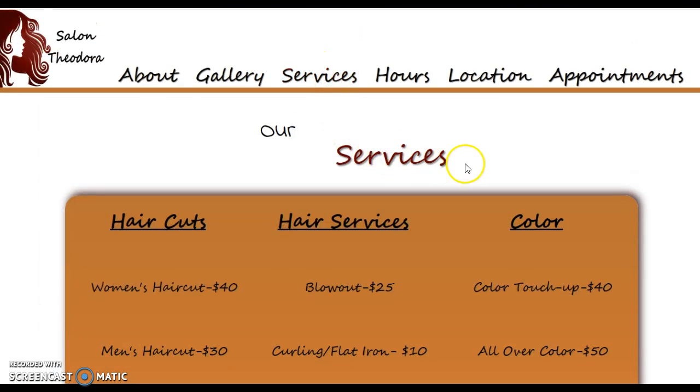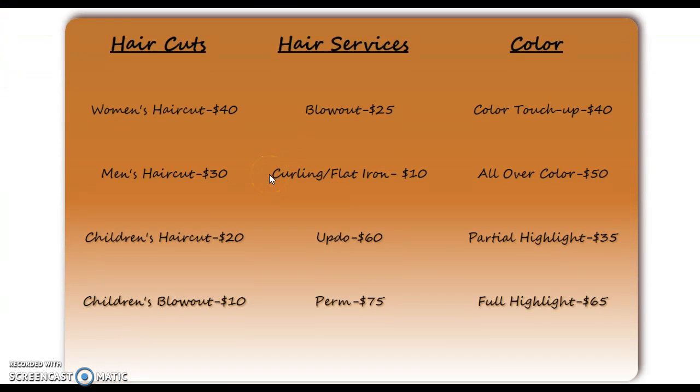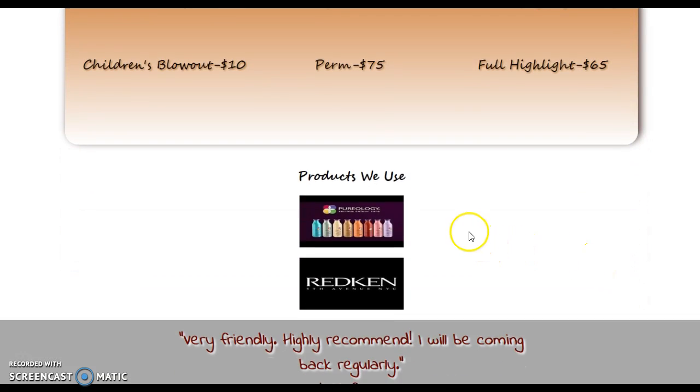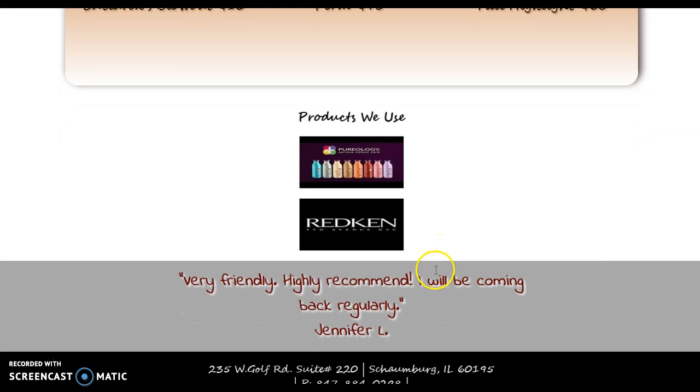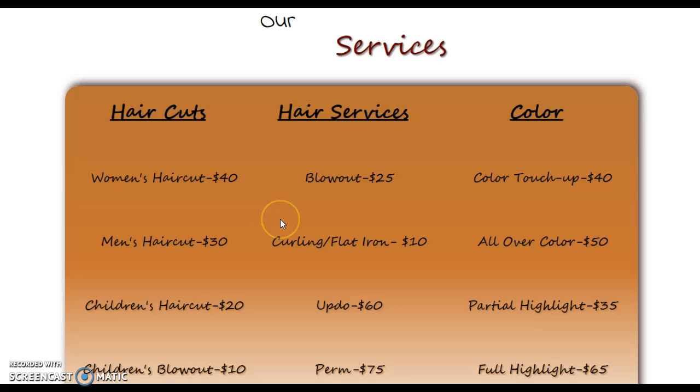Next we have the services page. This has all the different services and prices, such as haircuts and perms, along with hair color. And towards the bottom, there are links to two different product lines that they use in the salon, along with another review here at the bottom and the address and phone.